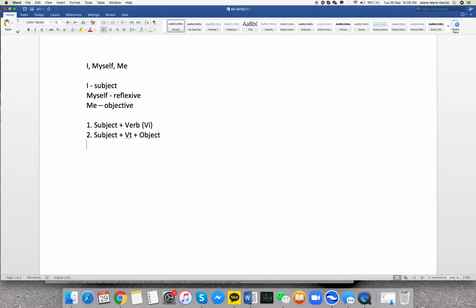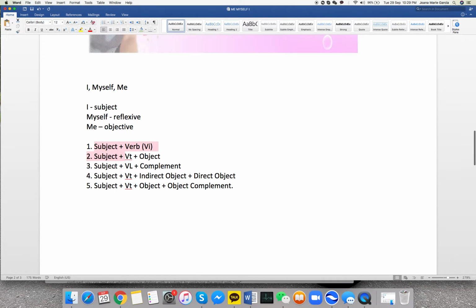And you can request for me to discuss it. Then we have subject plus VT plus object and then object complement, so SVOOC. As you can see here, the subject should be the subjective pronoun. So all these parts should be the subjective pronouns. And if that is an object, the objective pronoun should be used. Indirect object, since that's an object, the objective pronoun should be used as well. Direct object as well. Let's have one by one. For this one, of course, there's no object, so we can just use I for that case.